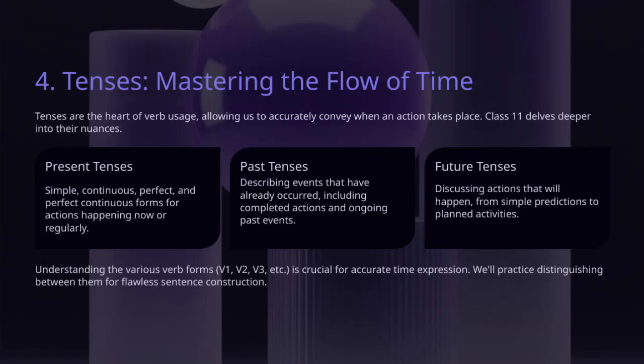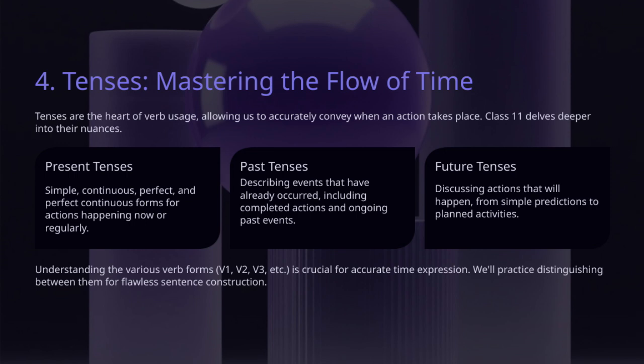Now, let's explore the fascinating world of tenses and how they help us express time accurately. First, we have future tenses, which are used for actions that will happen in the future, from simple predictions to planned activities. Think of them as our way of talking about what's coming next. Then, we move on to past tenses, which describe events that have already occurred, whether they're completed actions or ongoing events that happened in the past. Understanding these is key to telling a clear story about what's been done.